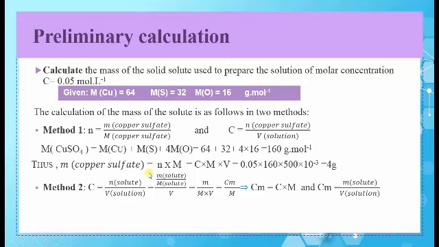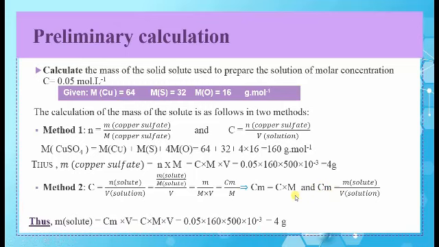Second method: molar concentration is equal to the number of moles over volume. The number of moles is equal to the mass over the molar mass. Okay, Cm equals C times M, and we have Cm equal to mass over volume. Relate these two formulas to calculate the mass. So the mass of the solute equals Cm times V, which equals C times M times V, and the result is 4 grams.